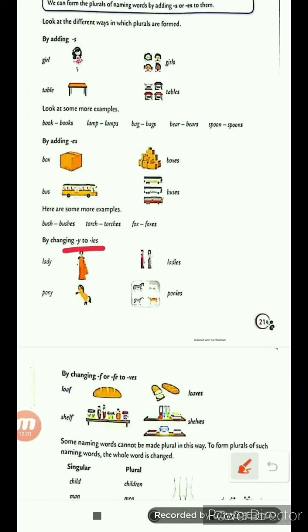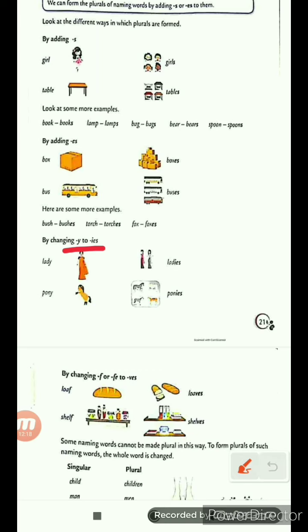Y to IES. When the last letter is Y, to make it plural, we will remove Y and we will write IES. That is to make it plural. Okay.